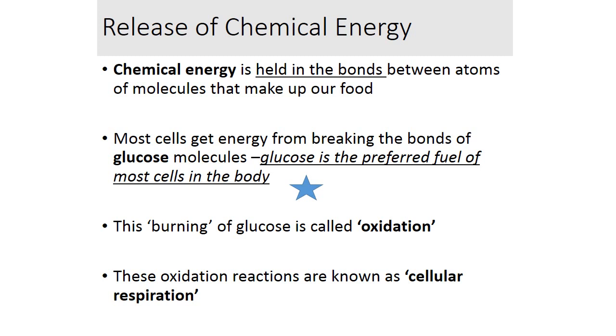The preferred fuel of most cells in the body is glucose, the sugar glucose. When cells get energy from glucose, they're going to get that energy from the bonds that make up the glucose molecule. So we're going to break these bonds. This is known as oxidation of glucose, or the burning of glucose. And these oxidation reactions that occur within the cell are known as cellular respiration.